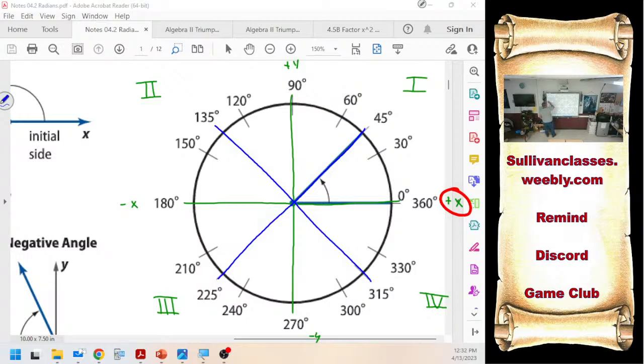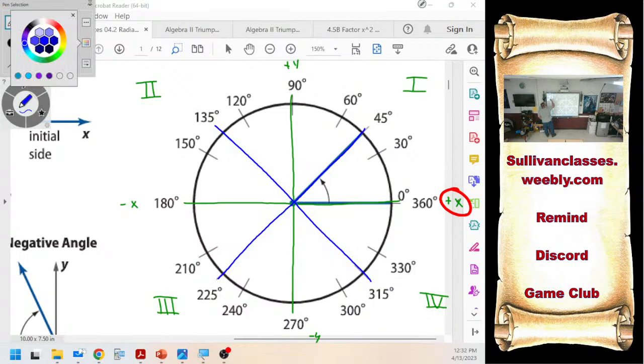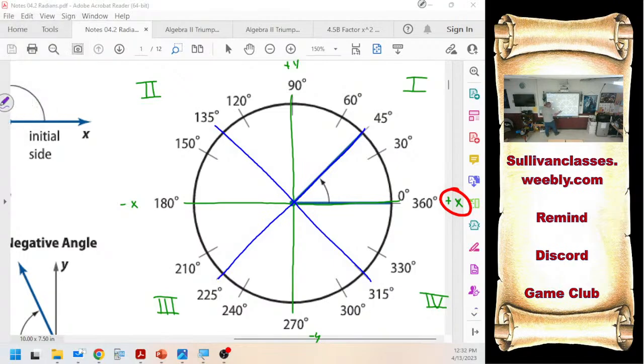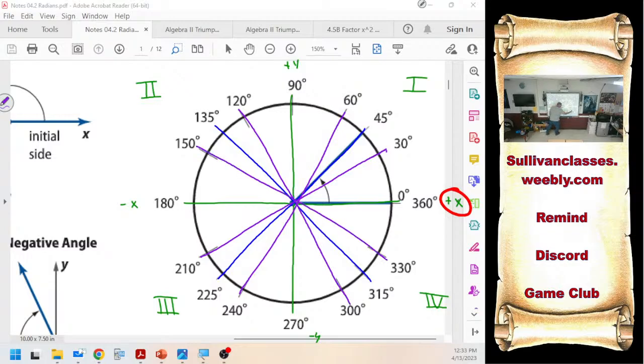I could have also counted by 30s instead of 45s. If I went 30, and then 60, and then 90, then 120, 150, 180, and so on. Every one of these special angles is my 30 or 45 or 60 degree increments. Okay? These are numbers that you got to know.